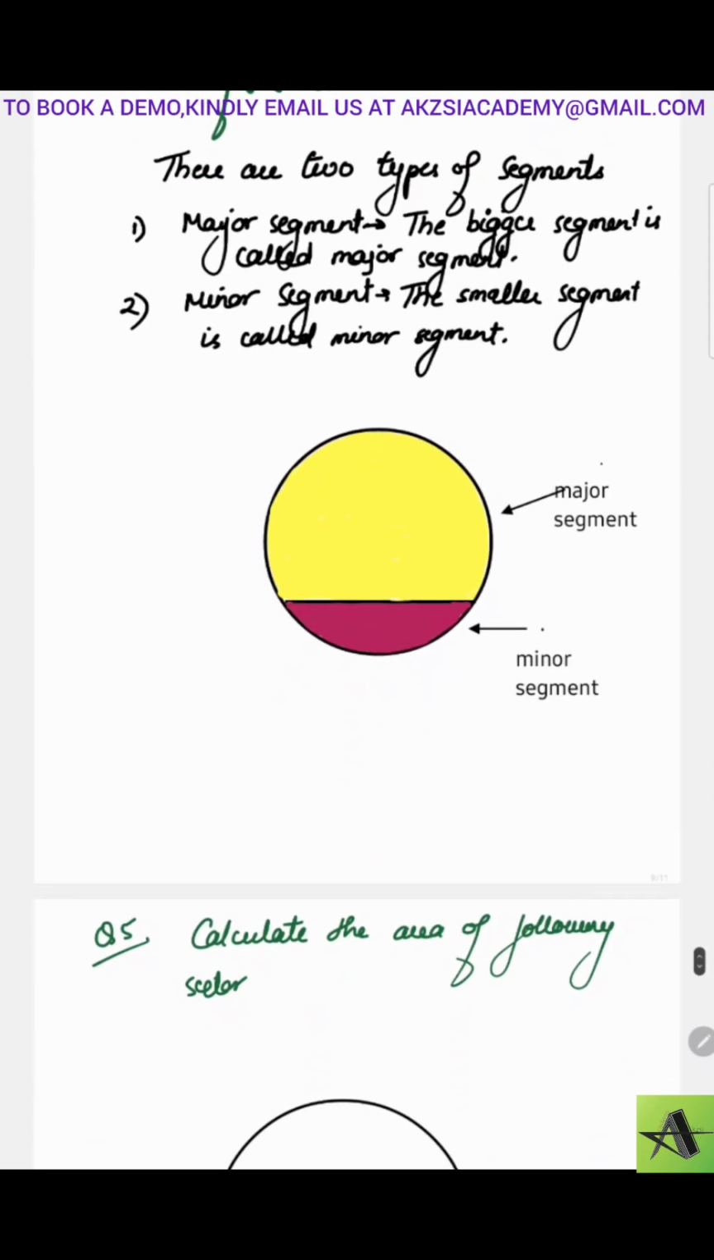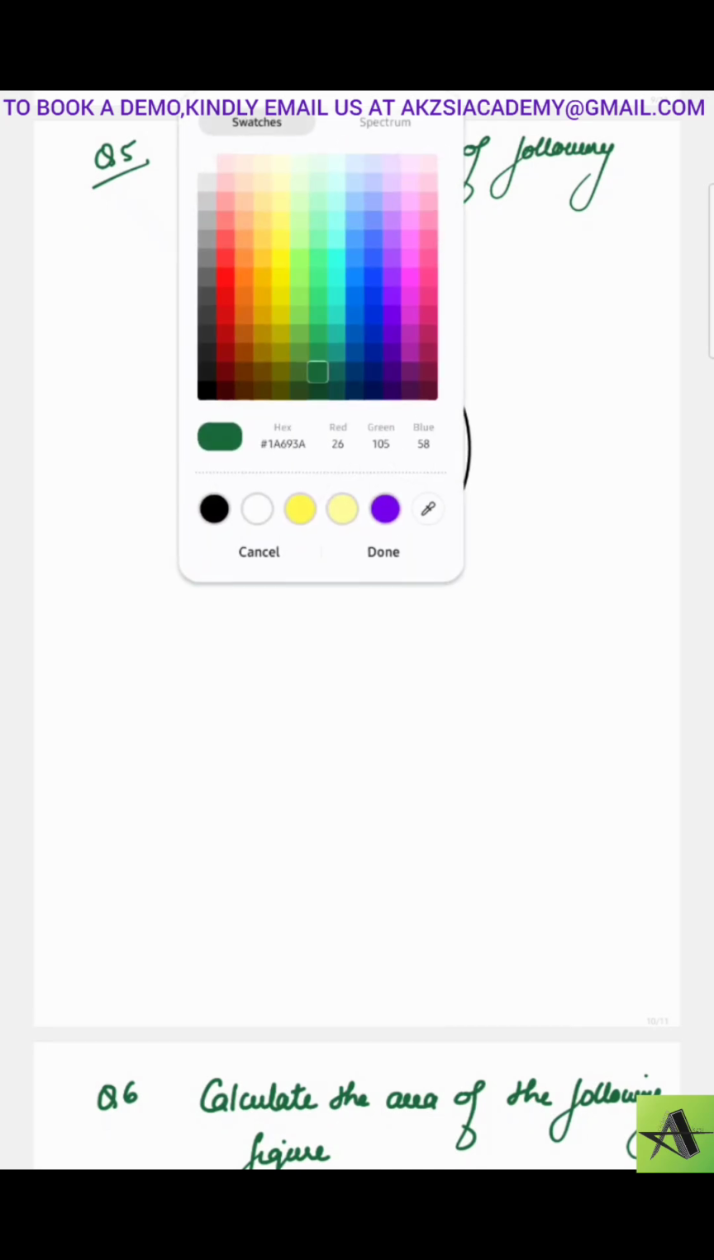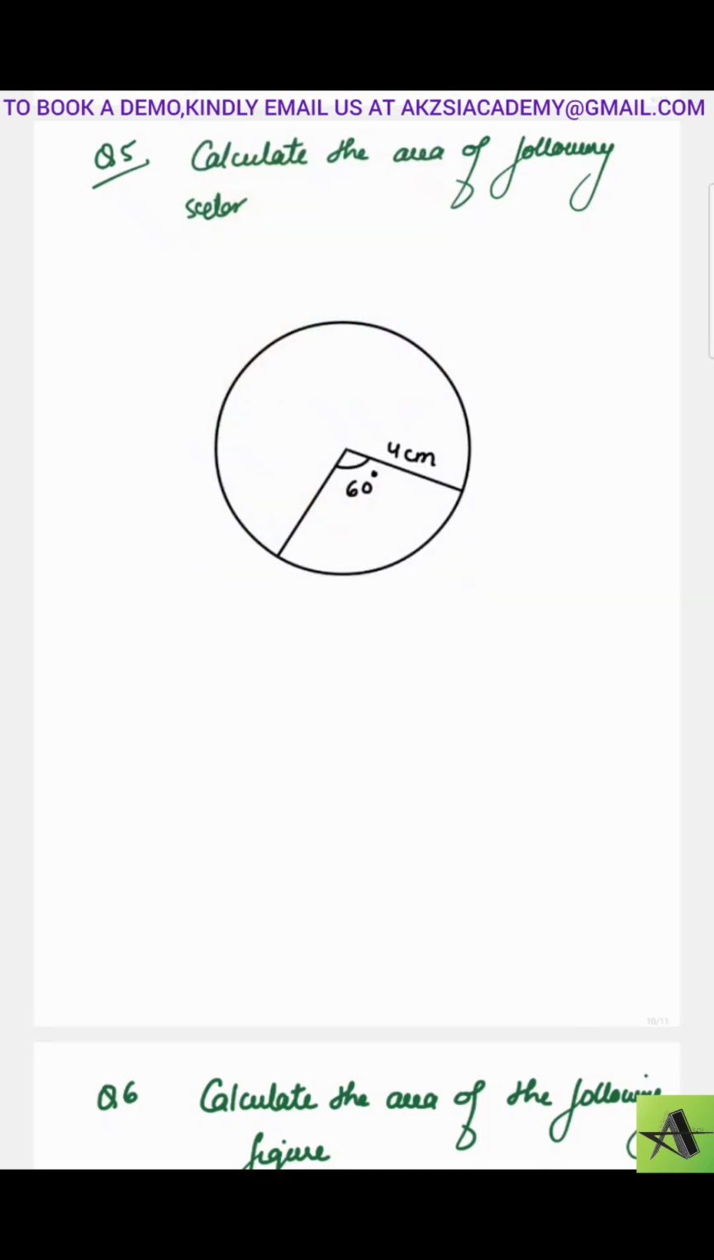Now, let me do some questions because this is all about the arc, sectors and segments. These basics are all important to know. We have covered them. Now onwards, we'll be doing questions on it, the simpler ones and the harder ones. So see this one, it says calculate the area of the following sector. So this one is a sector, and I told you the formula to calculate the area of a sector is theta over 360 into pi r squared.